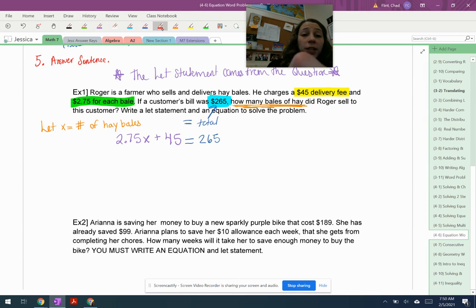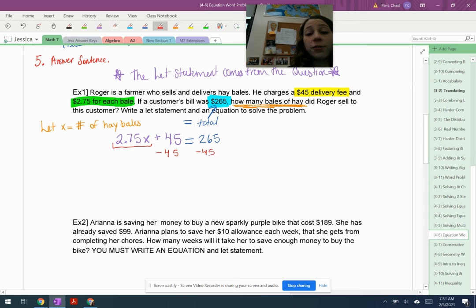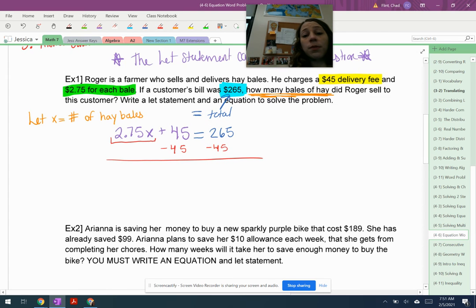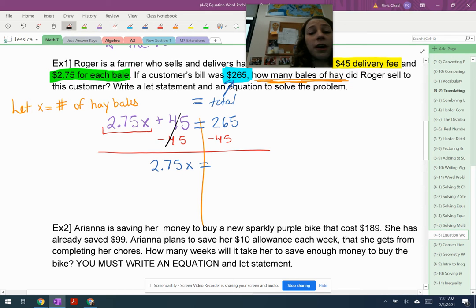Now we need to solve that. That's a 2-step equation that you guys are pretty darn good at so far. So get that X term by itself first by dealing with the 45. Minus 45 to both sides. And you end up with that 2.75X equals, remember, line down the center. Positive and negative 45 cancel out. 265 minus 45 ends up to be 220.